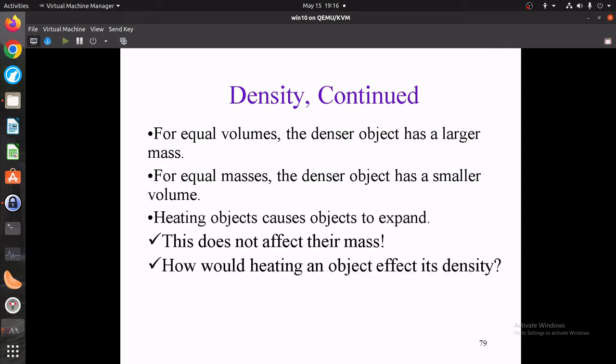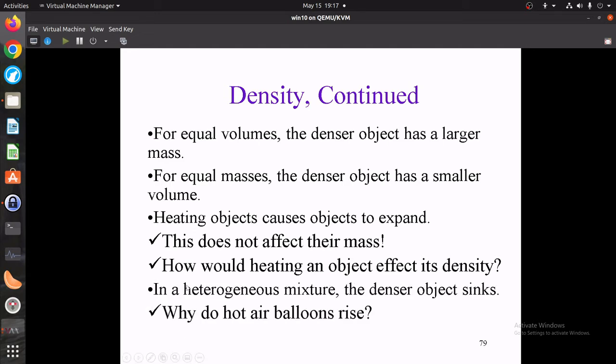Heating objects causes objects to expand. This does not affect their mass, but it will affect their density, right? If you're increasing the volume but not changing their mass, because we have conservation of mass, you're going to have a lower density. This, for instance, is the reason that hot air balloons float. You heat the air inside of the balloon, it causes it to expand, it has less density, it's then able to float on the cooler air on the outside of it.